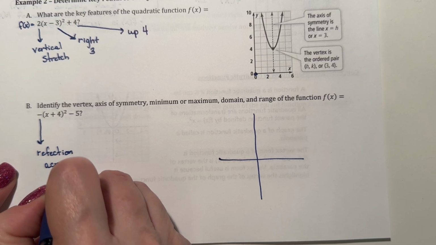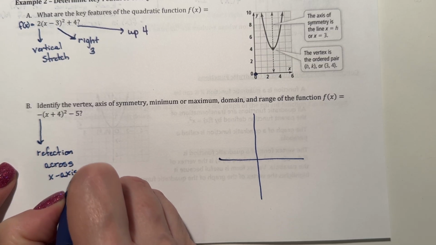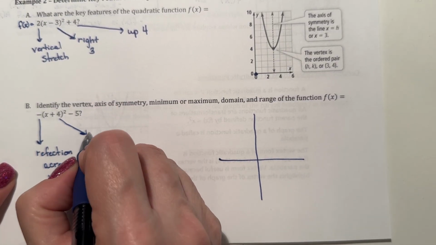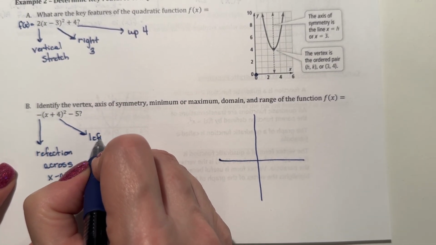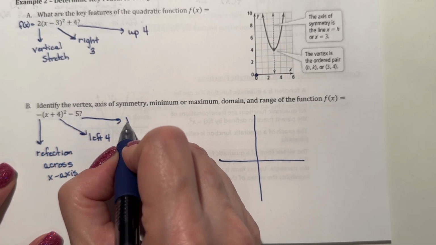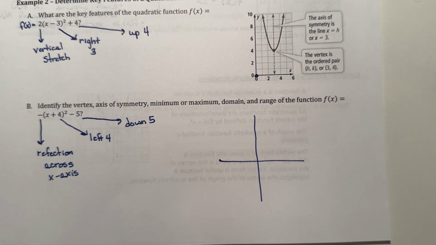Across the x-axis, meaning instead of going up, it's going to go down. Opposite of YC, so it's left 4. And that's down 5. Okay, so let's make that graph.